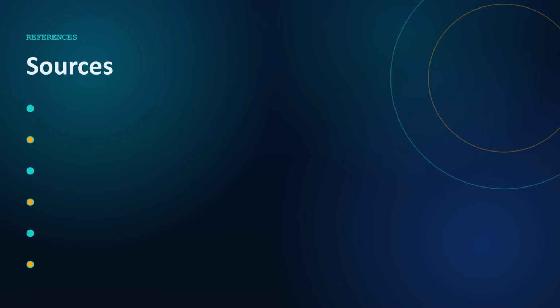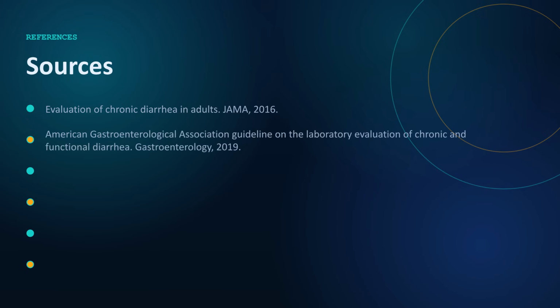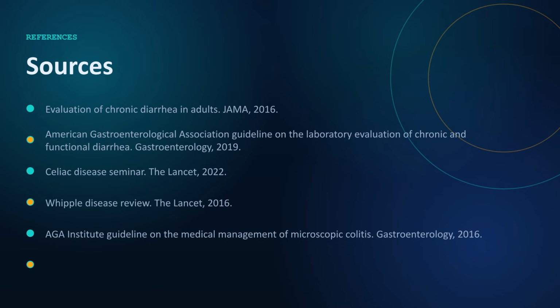These are the sources behind this lecture. The General Evaluation of Chronic Diarrhea draws on the review in the Journal of the American Medical Association from 2016 and the American Gastroenterological Association Guideline in Gastroenterology from 2019. Celiac disease follows the Lancet Seminar from 2022. Whipple disease follows the Lancet Review from 2016. And microscopic colitis follows the Gastroenterology Guideline from 2016.